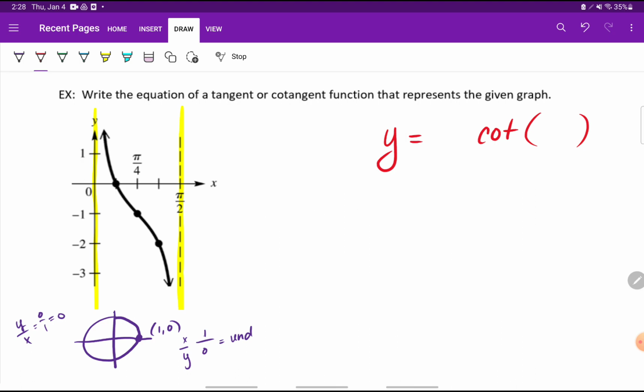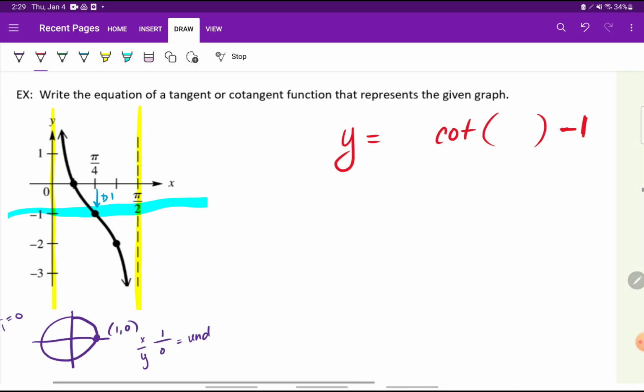Next, I would look for the center line. And the center line's happening at the third point. Usually with tangent and cotangent, they're going to give us 2 asymptotes and 3 points. So here's our middle point. And our middle point is not on the x-axis. It is down 1. So down 1 tells us that we're going to have a minus 1 on the outside of our function.